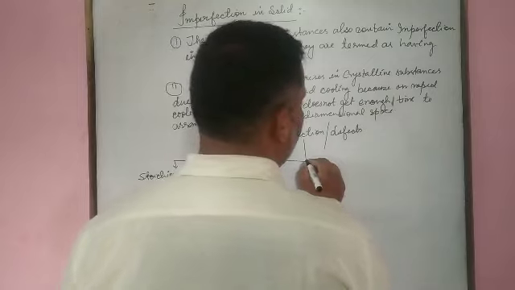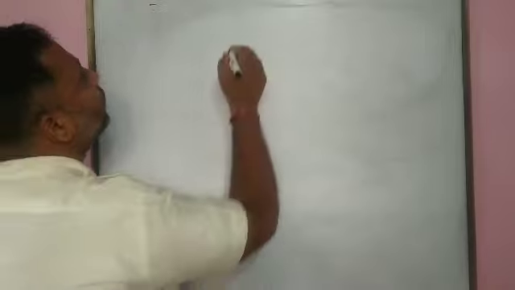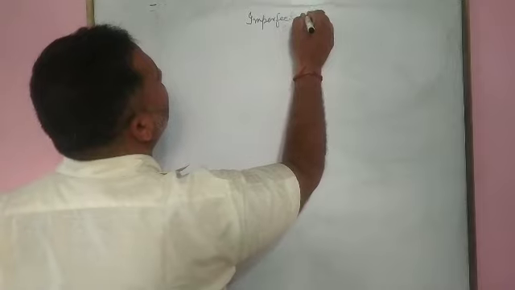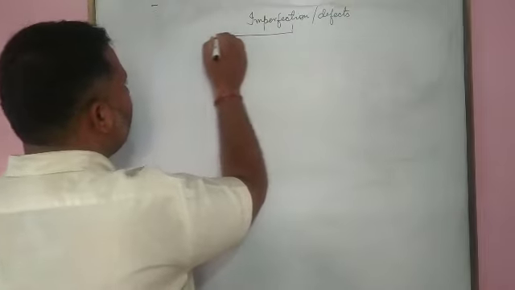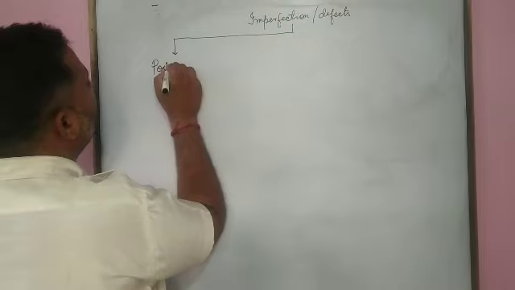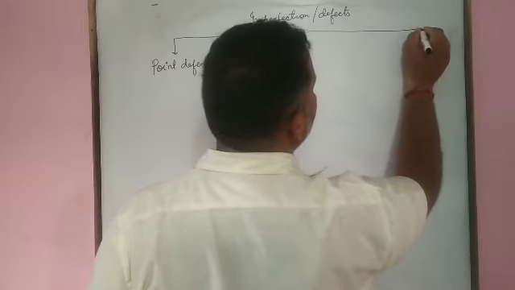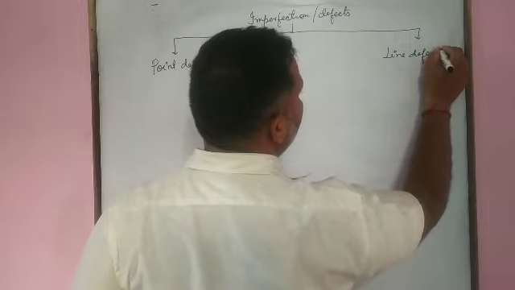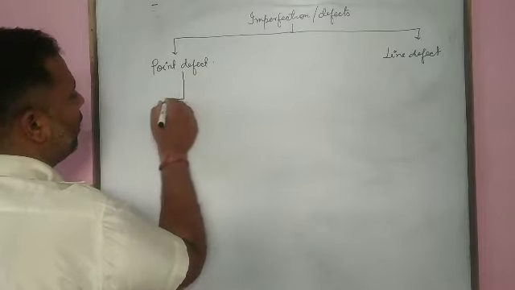And the next one is known as non-stoichiometric imperfection or defect. It is of two types. The first one is known as point defect, and the next one is known as line defect. So next, this point defect is categorized into two types.